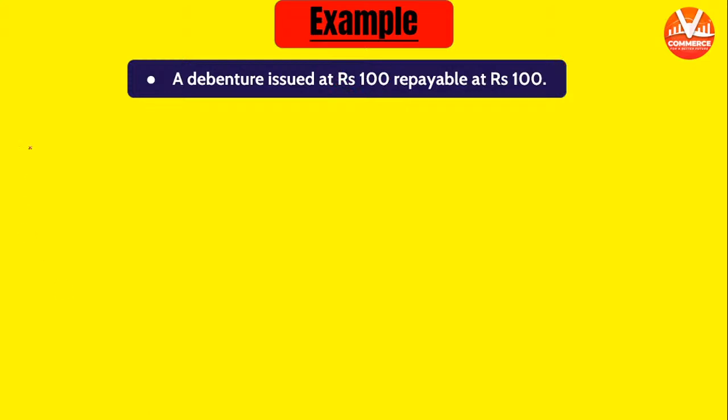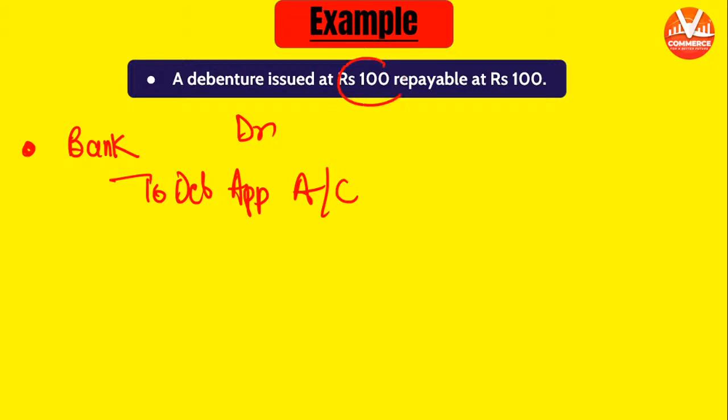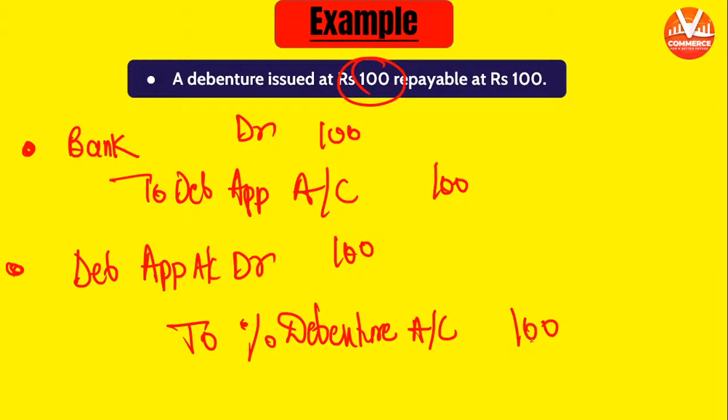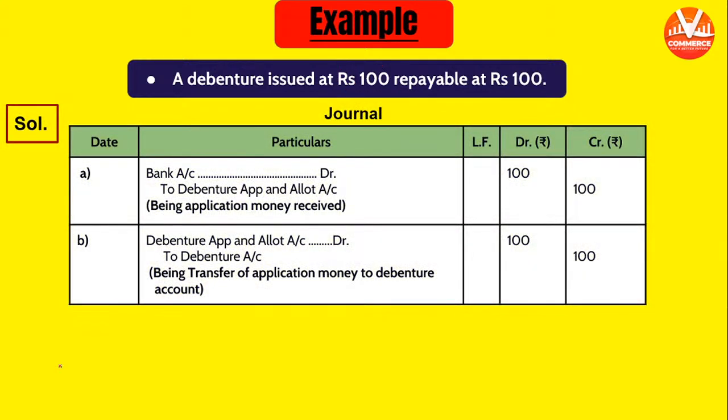So we will pass two journal entries. Bank account debit to debenture application account. We will receive the issue price 100 rupees. Then we will transfer the debenture application money to percentage debentures account. So debenture application account debit to percentage debentures 100 rupees and 100 rupees. So debentures are issued at par and they are redeemable at par. So this is your solution.